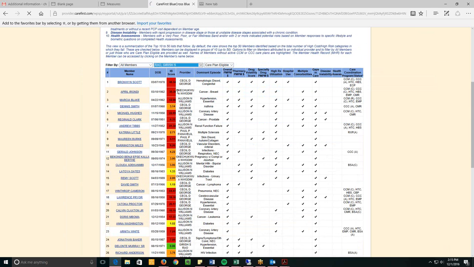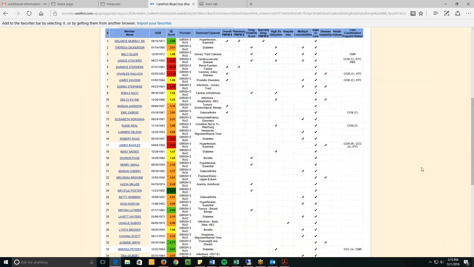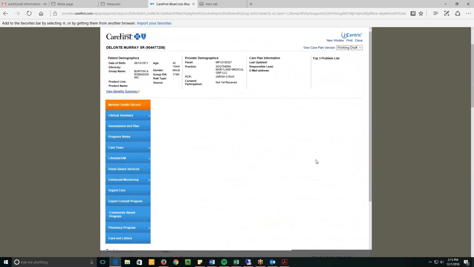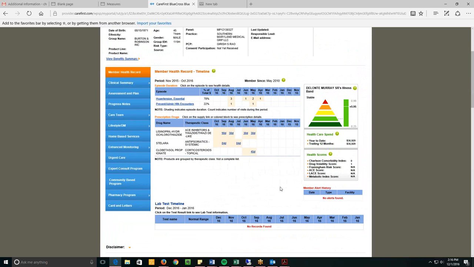Let's suppose I'm picking Dr. Rao again. Dr. Rao has 50 patients here, and all these patients are high risk, as you can see, tons of risk here, sorted by risk. So Delson Murray, though her IB score is green, is spending a ton of money. Let's see why. Click on her, and you can sit down with the doctors and see why, though she is green, she's spending a ton of money.